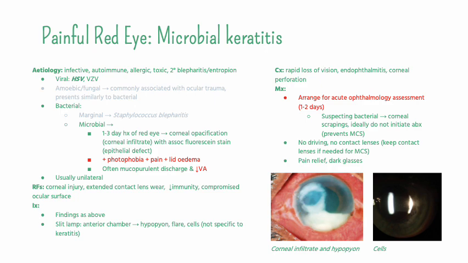However, for microbial keratitis, the main things that you should be keeping in mind are the signs and symptoms of photophobia, pain, lid edema, and reduced visual acuity, and this is usually unilateral. The history is that of a 1 to 3 day history of red eye, often leading to corneal opacification due to corneal infiltrates, and on fluorescein stain, there will be an epithelial defect. The investigations typically use a slit lamp to observe the anterior eye, and you can see hypopyon and inflammatory cells, but it's important to keep in mind that these findings are not specific to keratitis.